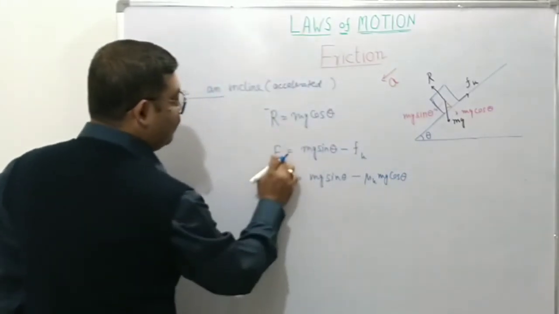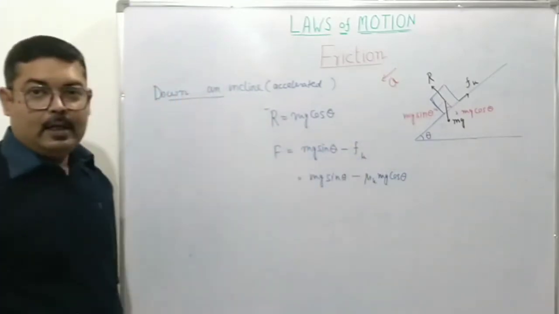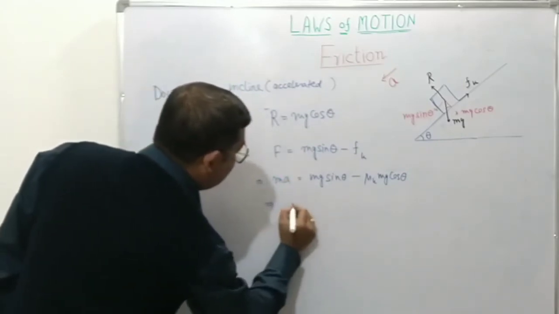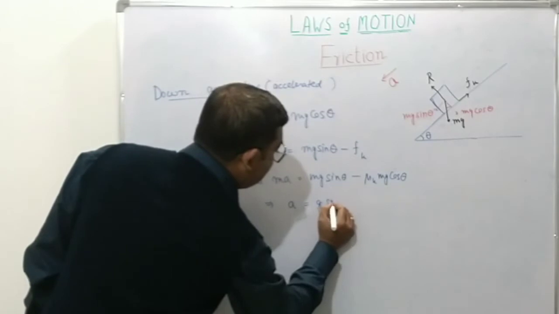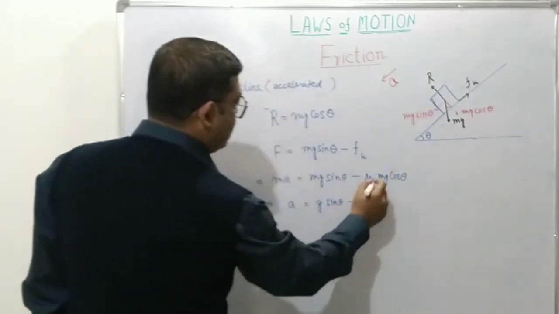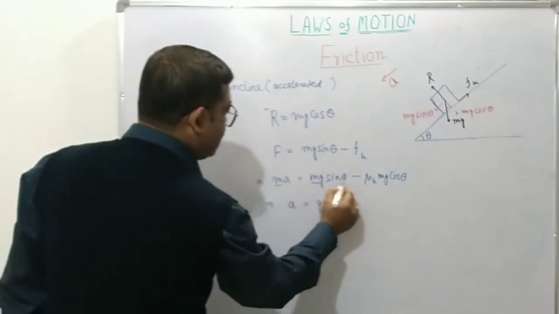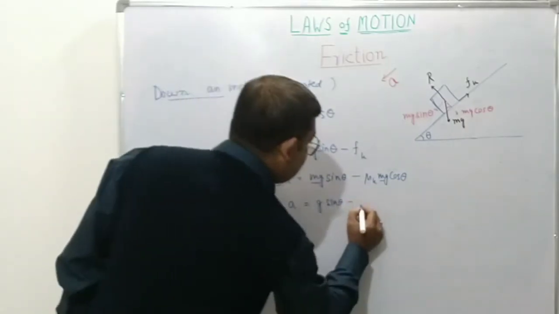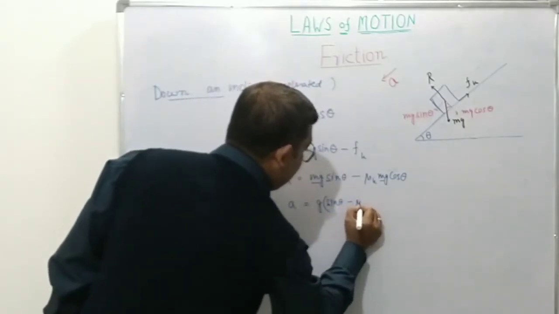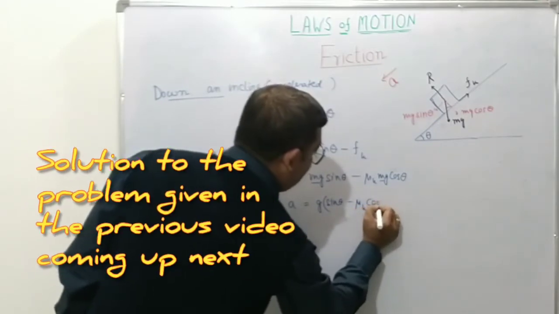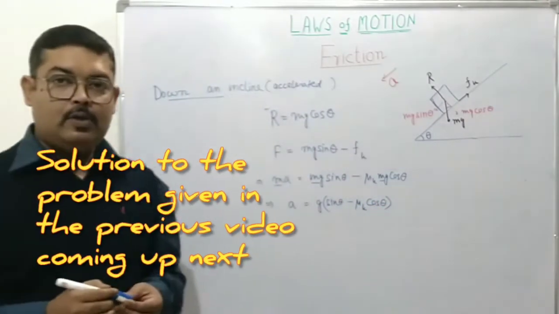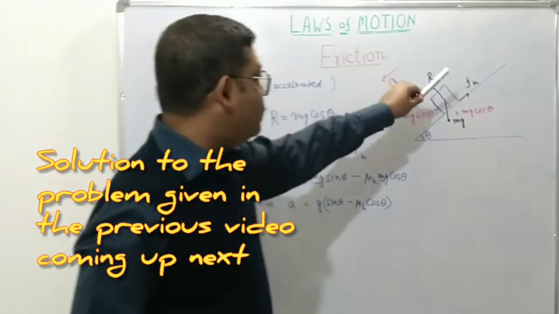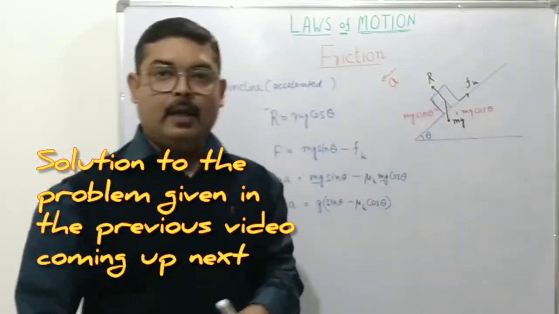But this F is responsible for the acceleration down the incline. So we can rewrite this as m into a, which means that a must be equal to g sin theta minus mu k g cos theta, because the m's will cancel out. So g sin theta minus mu k g cos theta, or taking g common, g into (sin theta minus mu k cos theta). This will be the acceleration produced if the object slides downwards under the influence of gravity.